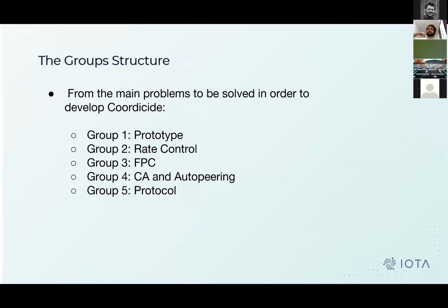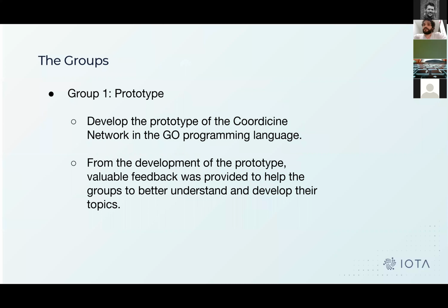Talking a bit about those specialized groups, we decided on five at that time: the prototype, the rate control, the FPC, the cellular automata and auto peering, and the protocol group. So I'm going to talk a bit about the objective of each group. The prototype group was supposed to write a first version of the network, the AlphaNet, in the Go programming language.